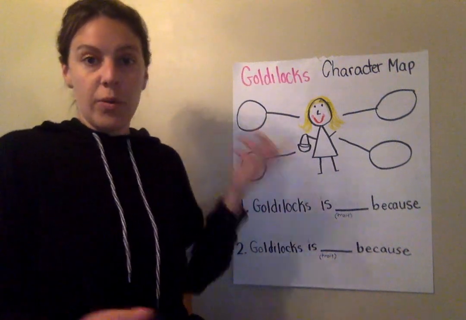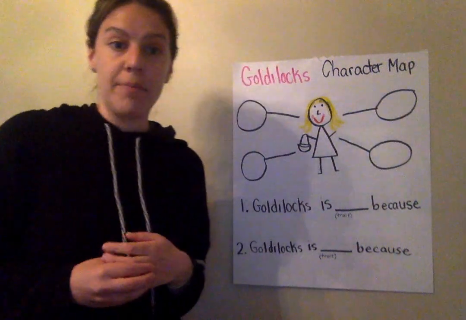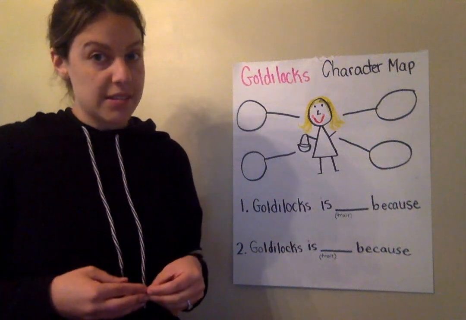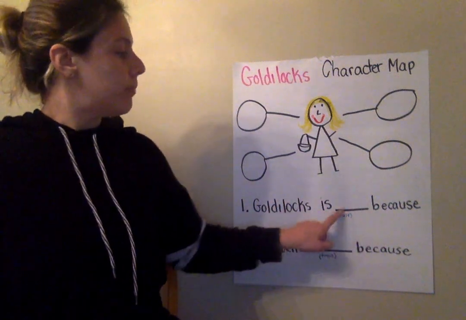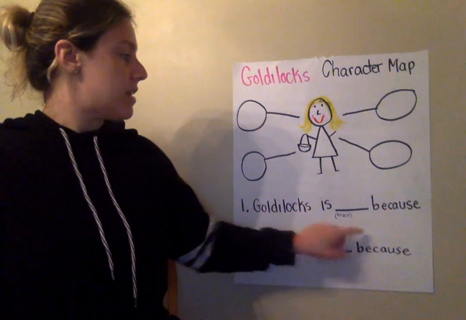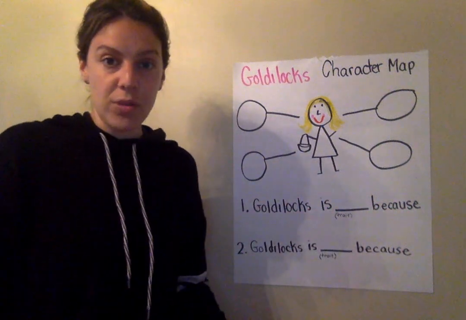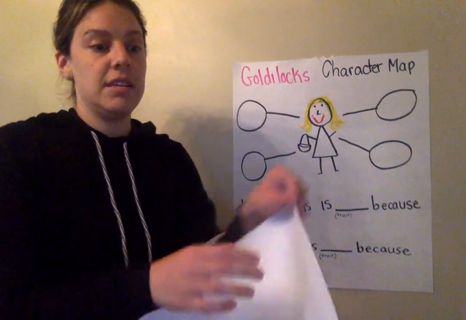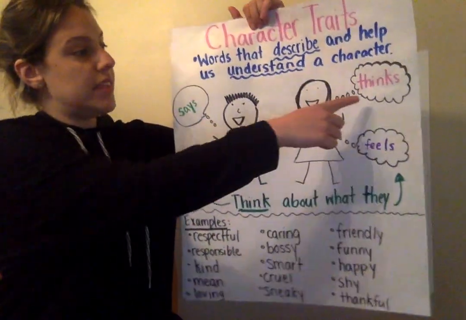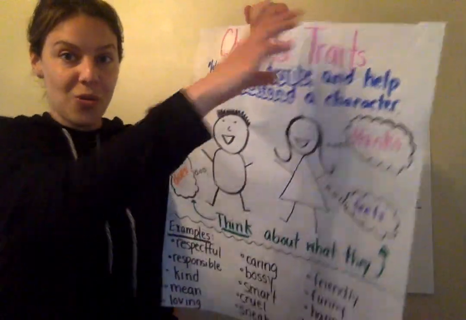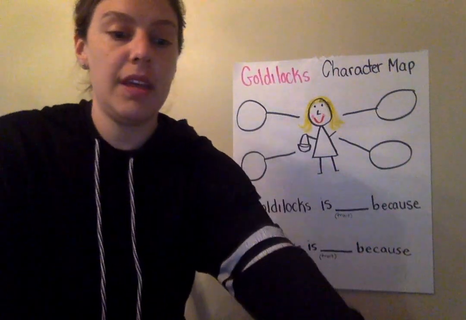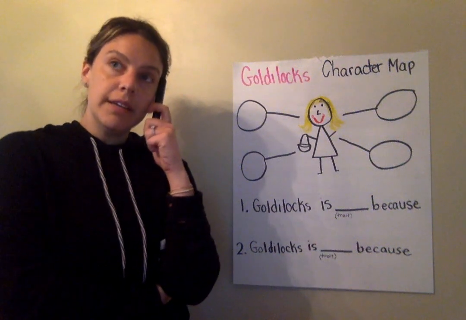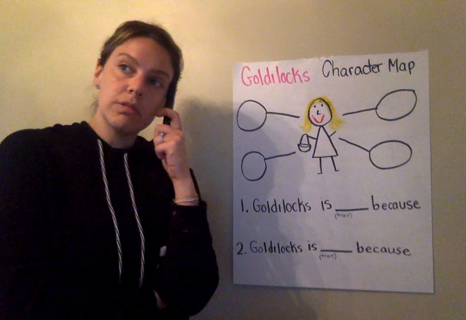In the circles, we can write some character traits to describe Goldilocks. To support those traits, we need evidence from the text. So Goldilocks is, what is she? Because, and then that's the evidence, okay? Let's think about Goldilocks. Let's think about what kind of character she is. Let's think about some of the things she says, thinks, feels, and does in the story. Think about it. Okay? Let me think. What kind of character is Goldilocks? What did she do? What did she think?